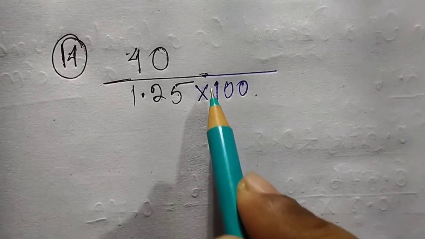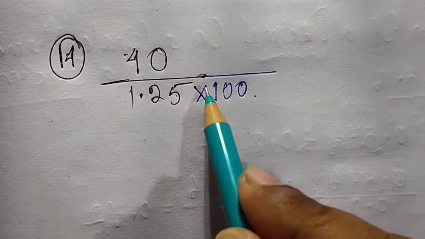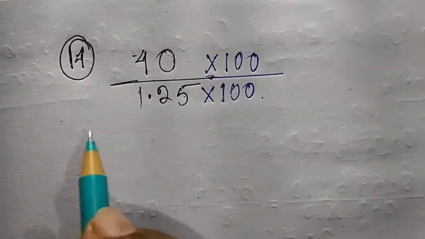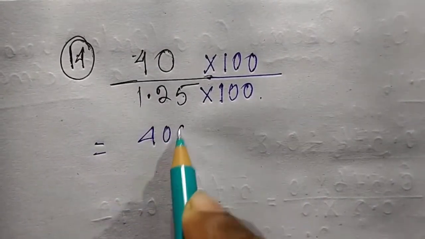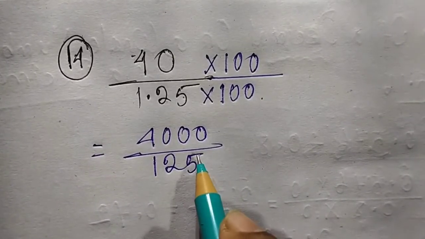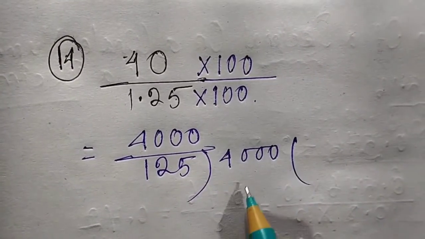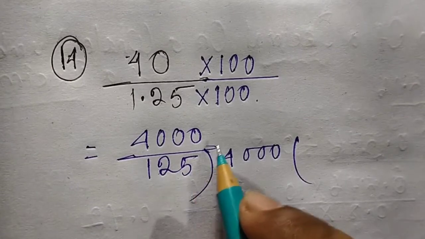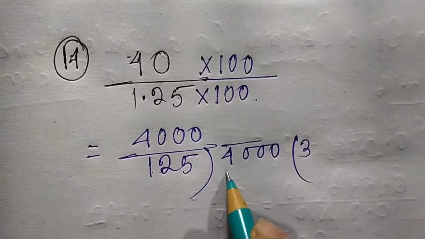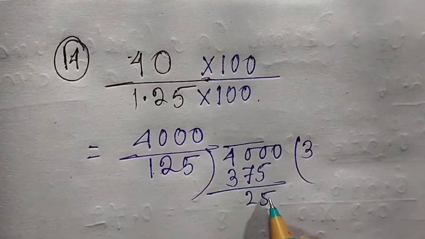So we know the fraction remains unaltered when both its numerator and denominator are multiplied by the same number. So here also you have to multiply by 100. So it will be 4000 and here it will be 125. Now it's a simple division. Just try to divide. 125 here and here is 400. So 3 ones are 3 and 3 25s are 75. Again subtract, we will get 25 and put 0 here.